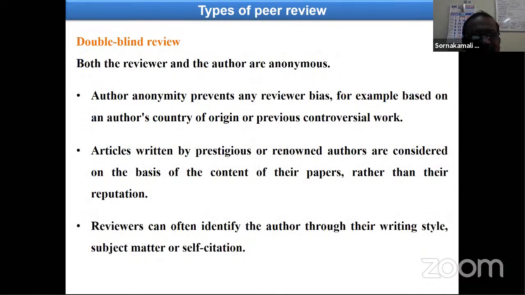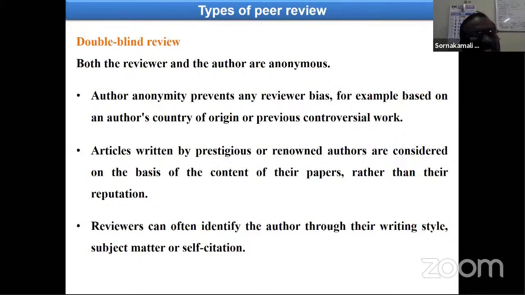The double blind peer review system is where both the reviewer and the authors are anonymous. In this way, we can prevent reviewing bias. Sometimes in the peer review system, authors may feel that based on religion, region, or country, their work is being denied. This kind of controversy can be avoided when we go for double blind peer review systems. Sometimes articles from a prestigious institute or renowned authors must be considered based on the content in the paper and their reputations.